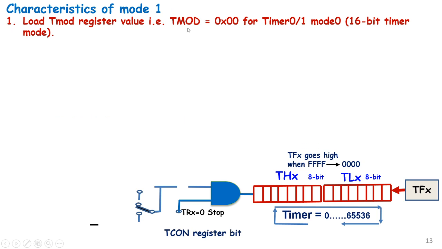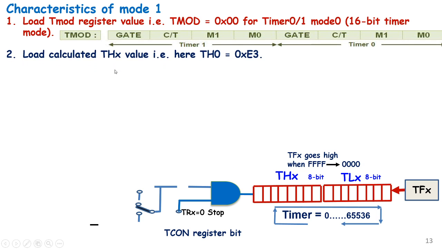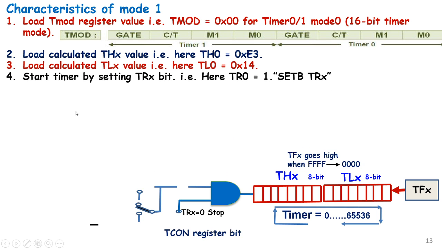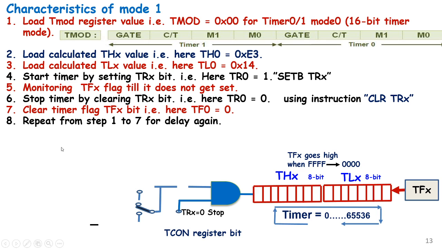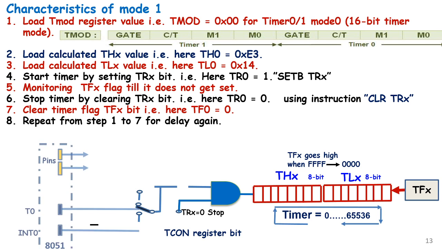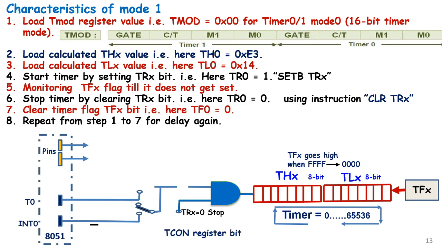Load the TMOD register value, that is 01H for timer 0 or timer 1 in mode 1. Then calculate the TH value, calculate the TL value, start the timer, and monitor TF, that is the overflow flag. And after that, when overflow occurs, then stop the timer, clear the timer overflow flag, and repeat the process.